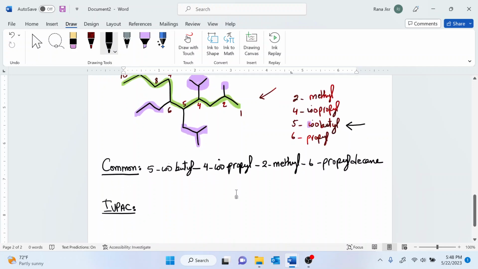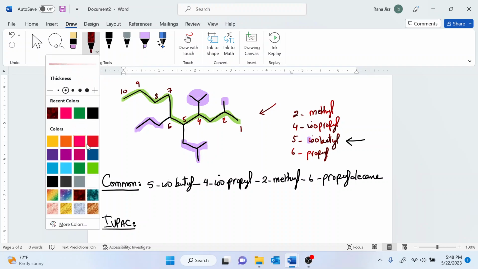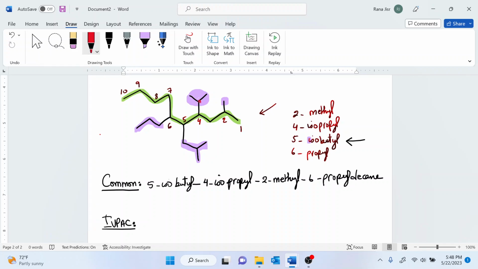Now for the IUPAC name, I'm not going to use the isos over here, so I'm just going to name it as a branch coming off the longer chain. Let's use another color here. Okay, so on carbon number 4, this is going to be carbon number 1, and this is carbon number 2 in there, and this is a substituent that is coming off that. So to name this guy, this is going to be on 4, open the parentheses, and I have 1-methyl ethyl.